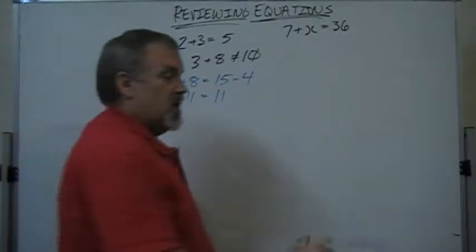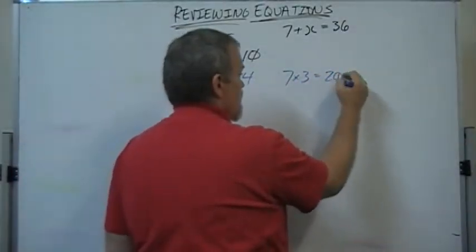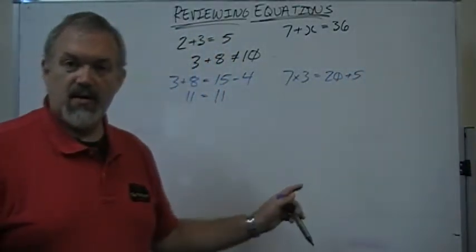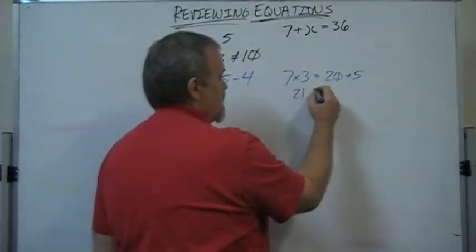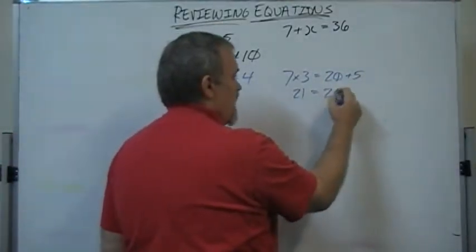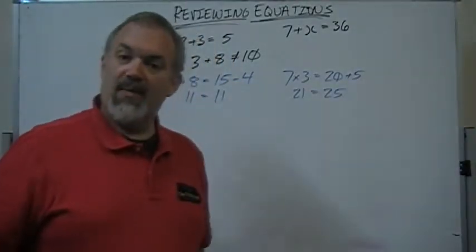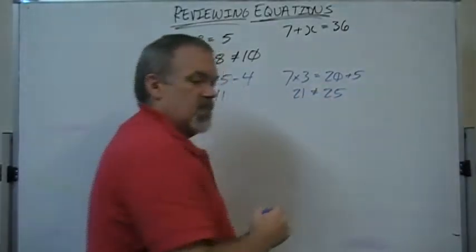How about this one? 7 times 3 equals 20 plus 5. Okay, it's an equation, but is it a true equation? Well, this side is 21, 7 times 3. 20 plus 5 is 25. Those two are not equal, so that's a false equation. I could make it true, remember, by just putting a not equal there.